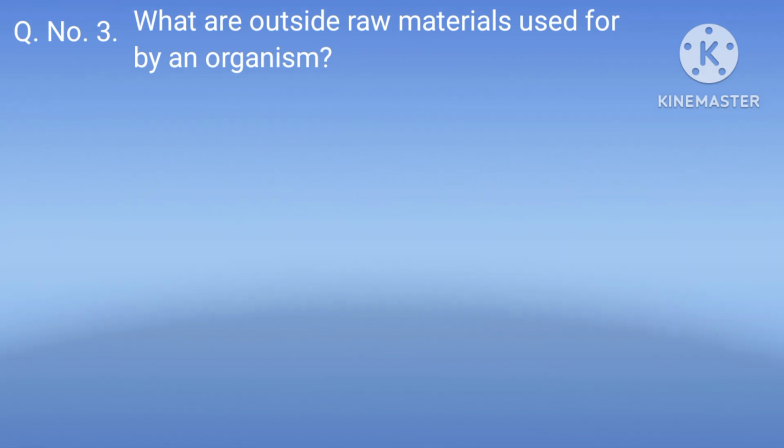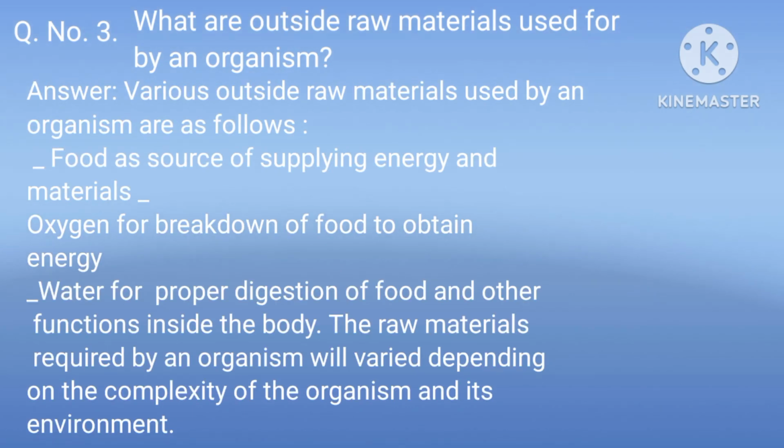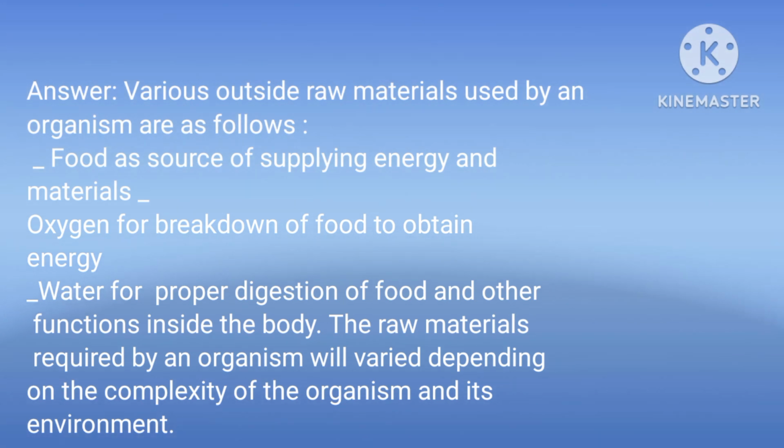Question number 3. What are outside raw materials used for by an organism? Various outside raw materials used by an organism are as follows: food as a source of supplying energy and materials, oxygen for breakdown of food to obtain energy, water for proper digestion of food and other functions inside the body. The raw materials required by an organism will vary depending on the complexity of the organism and its environment.